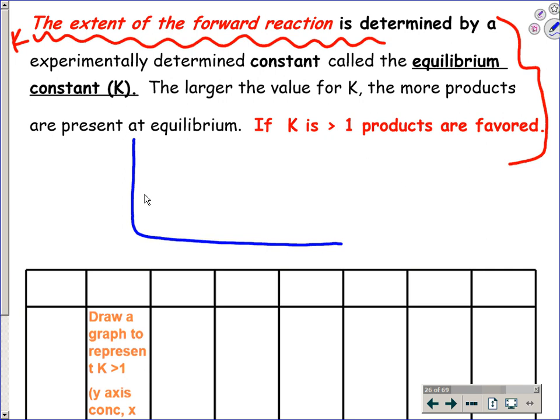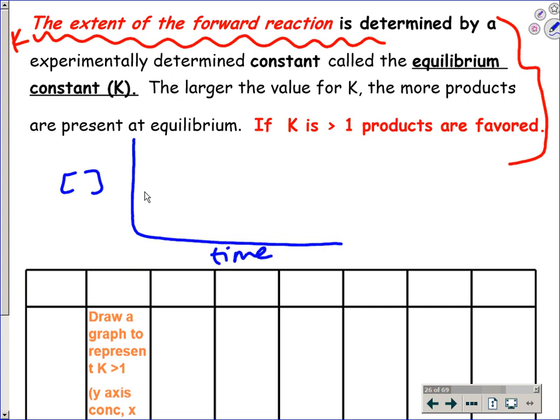What do we measure with rates? Amount, but what was the amount unit we decided to use? Molarity. Oh, who said that? Thank you. So this is concentration versus time, because rate is always versus time.